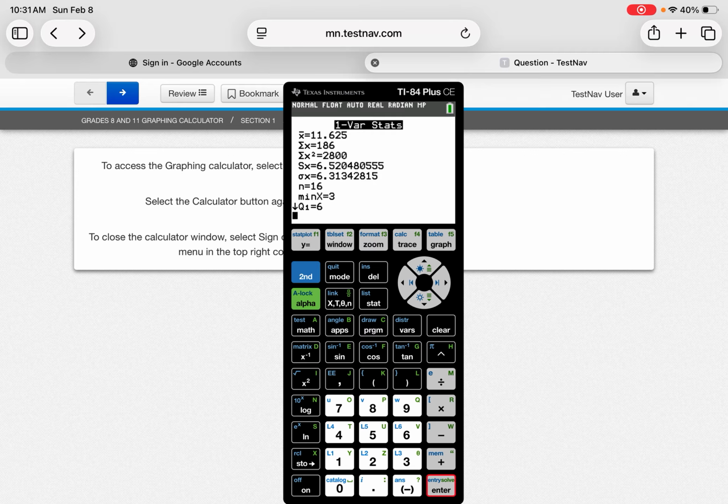I also have, now this time we were looking for the standard deviation as well. Remember, we weren't given any context. We were just given a problem. So we're going to use the population one, the sigma one. So that one is 6.313. And we're going to write that one down.